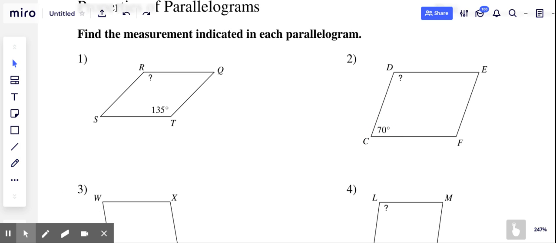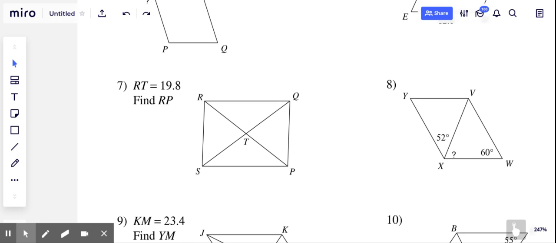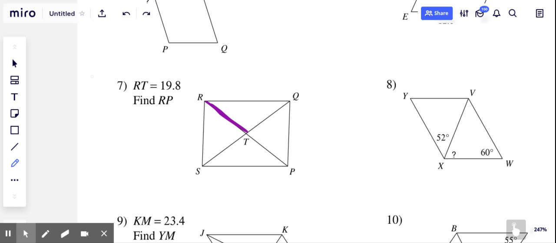Moving on to the other ones, something like number 7. This deals with the diagonals. They gave us that RT, this part here, is 19.8, and they're asking us to find RP, which is the whole thing. So something like this is a little trickier. RT is 19.8. These diagonals cut each other in half, so those are equal. So TP is also 19.8. To get RP, you'd have to add 19.8 and 19.8. Okay, there's that one. Let's go on to the other side.